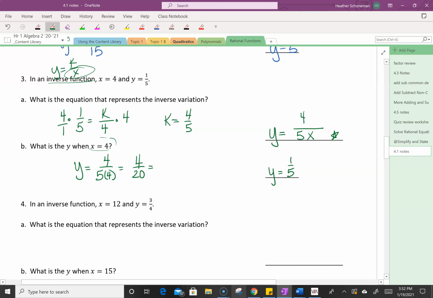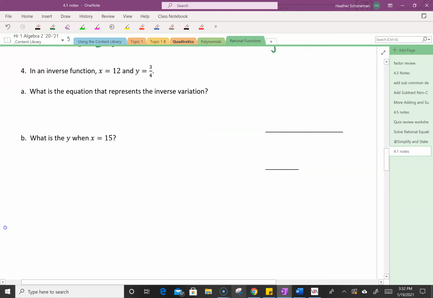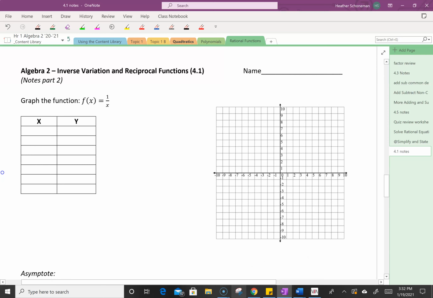It's not always going to be 1/5 though. Okay, 4 works the exact same way. I'm just skipping it so we can keep things going.